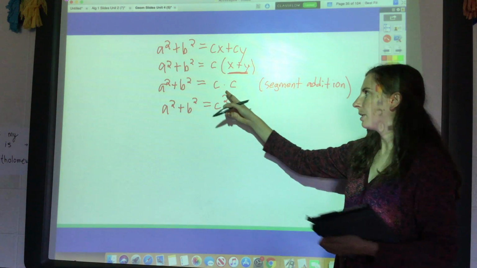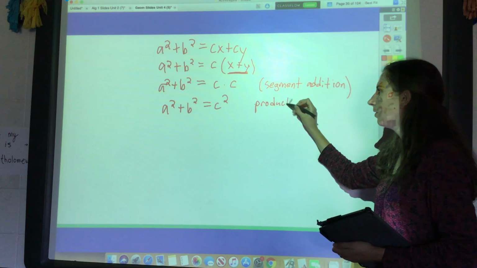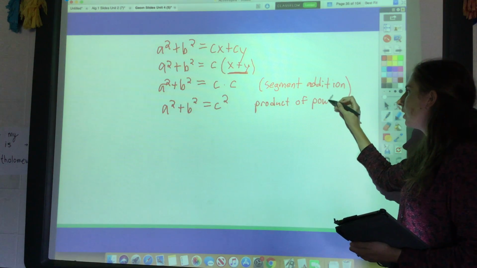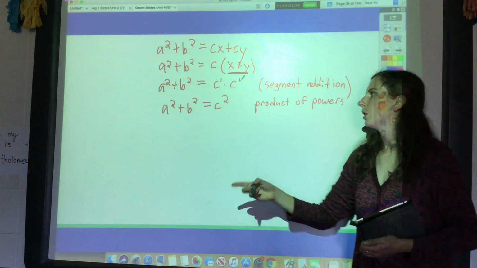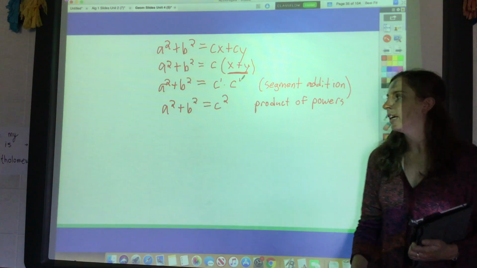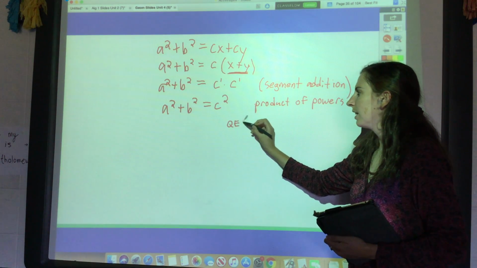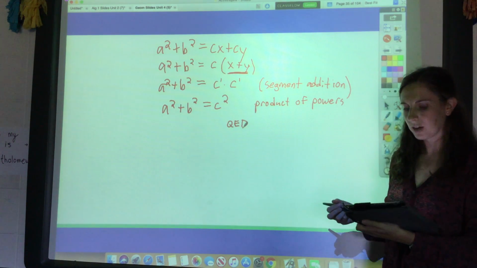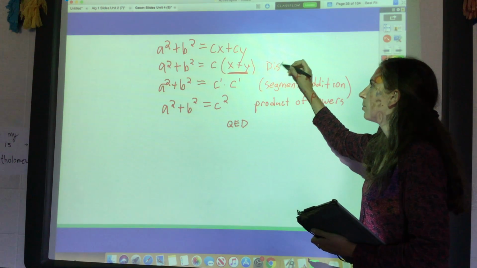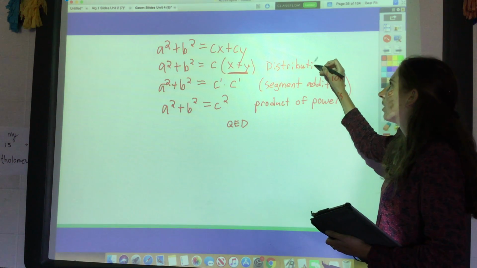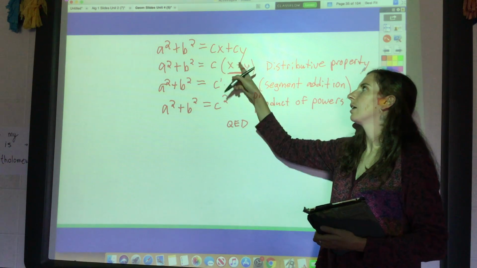The reason for this step is C times C gives you C squared. Technically that's called the product of powers, because when you add up C to the first plus C to the first, it gives you 2. So it's the product of 2 powers. And that is the end of my proof. A little QED, or put a square. The reason for this step, by the way, was I factored out the C, and so technically that's the distributive property, just by the way. Because I could distribute the C and get back to this.